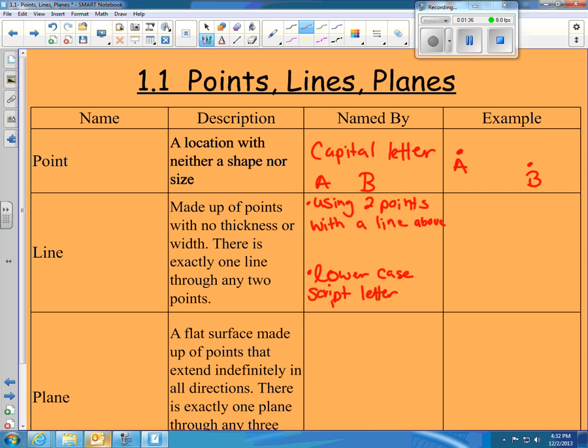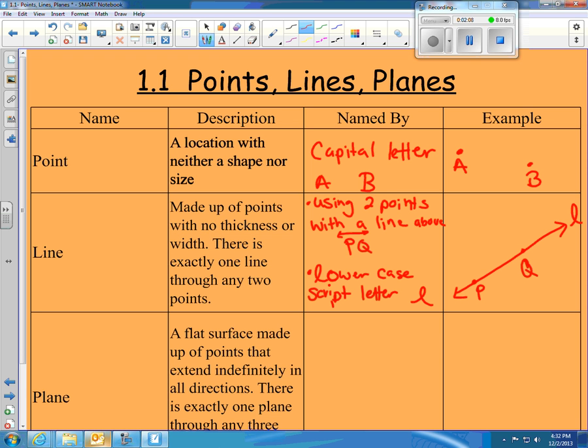So let's look at our examples. Don't forget to pause the video if you need more time to write. Here's a line. It has arrows on it, and we have 2 points, maybe point P and point Q. Using 2 points with a line above them, we write line PQ. The arrows on the ends represent that the line goes on forever. Or we can use a lowercase script letter, a cursive L, and that will just be given to you. You wouldn't make something up like that.